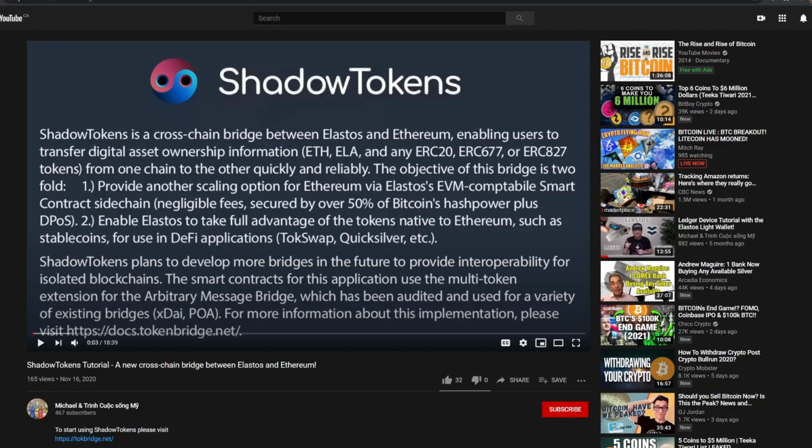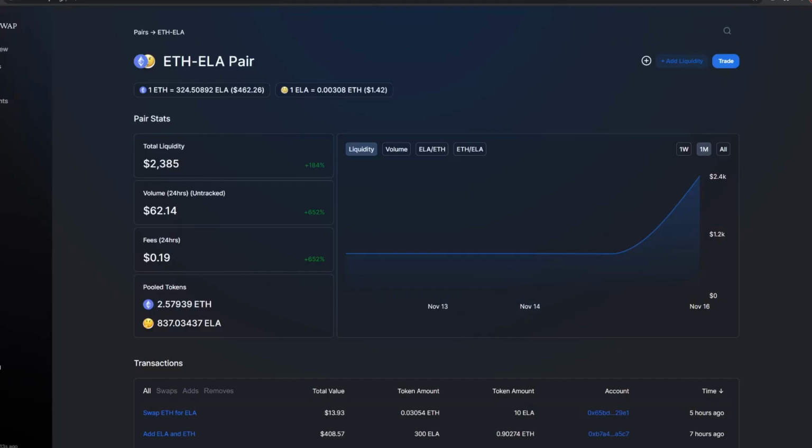The smart contracts for this application use the multi-token extension for the arbitrary message bridge, which has been audited and used for a variety of existing bridges, xDai and POA. So go ahead and check out this video. He does a great little tutorial just showing how it works, essentially. And also, you can come over here to the Uniswap page and you'll see that the ETH ELA pair is now listed on Uniswap as well. Obviously, not much liquidity there, but it's there. So we got Elastos on Uniswap, so that's pretty awesome as well.